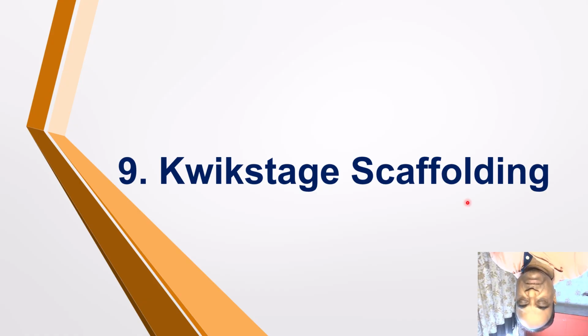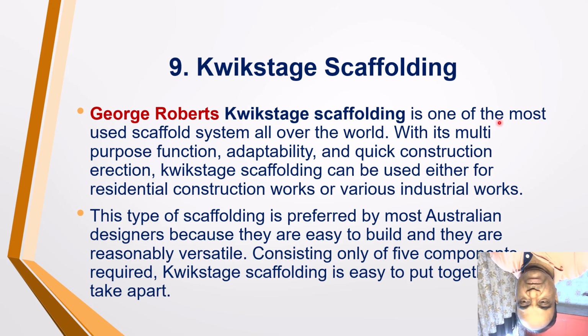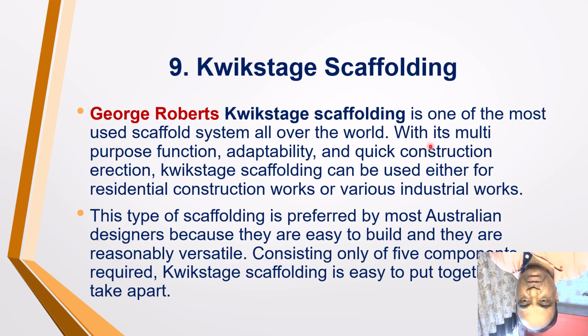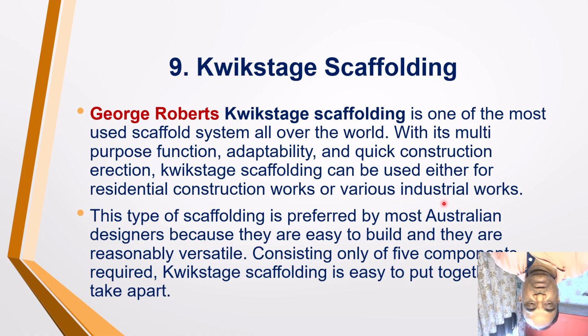Ninth one is quick stage scaffolding. So, George Roberts' quick stage scaffolding is one of the most used scaffolding systems all over the world. With its multi-purpose function, adaptability, and quick construction erection, quick stage scaffolding can be used either for residential construction works or various industrial works. And this type of scaffolding is preferred by most Australian designers because they are easy to build and they are reasonably versatile.